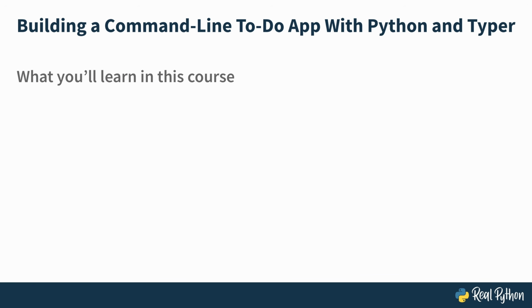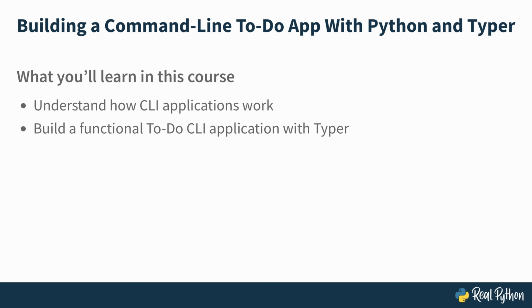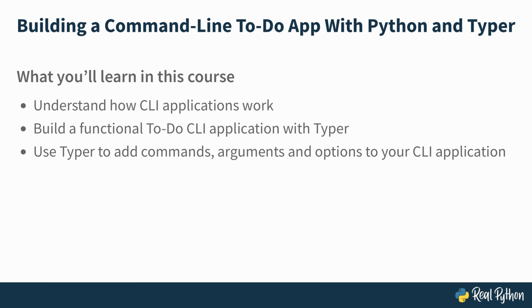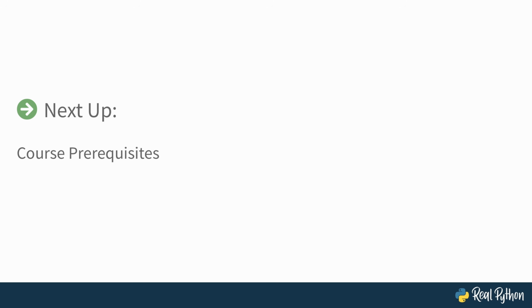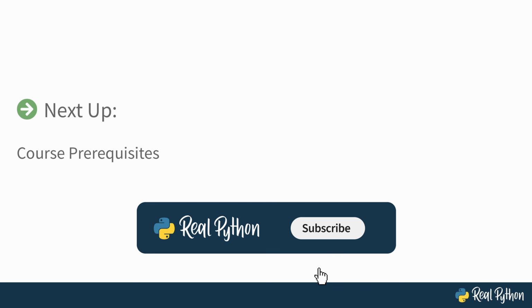Some key things you can expect to get by the end of this course include understanding how command line applications work, building a fully functional to-do command line application with Typer, using Typer to add several commands, arguments, and options to your command line application, handling and processing JSON files using Python's JSON module, and adding and reading configuration settings using Python's config parser module. To get the most out of this course, you'll need to have a general understanding of certain Python concepts. And up next, I'll show you some of those key concepts and where to get a refresher on them, or an introduction if you need one.